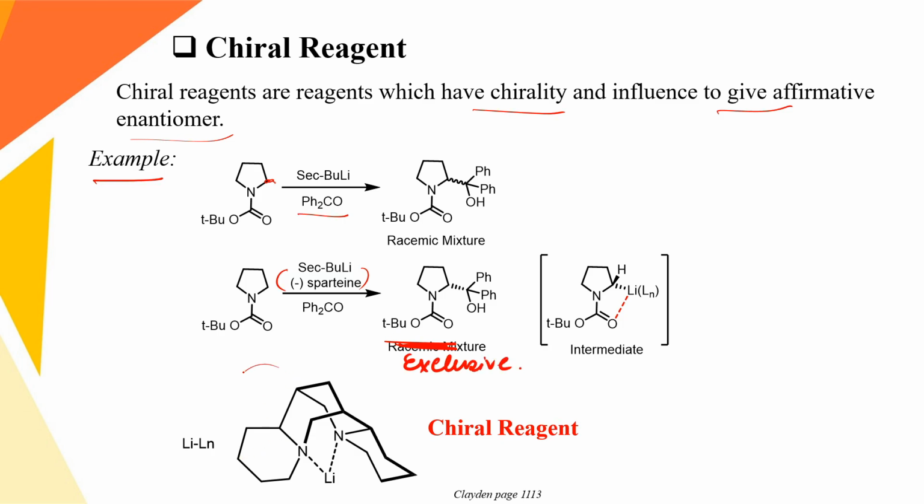And this is that particular chiral reagent. So basically what happened is that the chiral reagent influences the transition state in such a way that the formation of one of the enantiomers is increased. So we'll not discuss more about chiral reagents, we will discuss more about chiral catalysts.